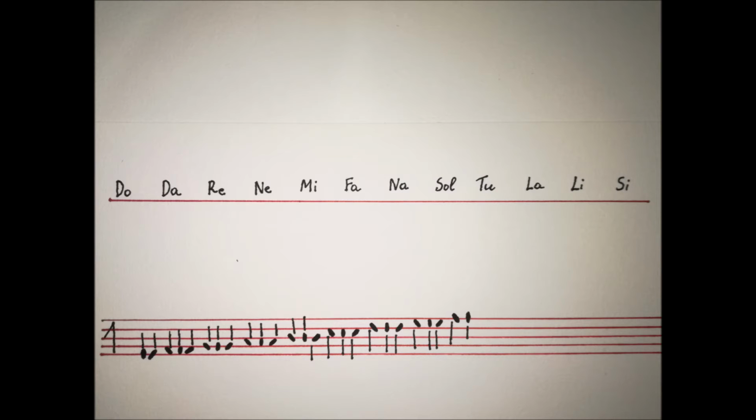Starting with the names of the notes: do, da, re, ne, mi, fa, na, sol, tu, la, li, si. All the notes names, as in fact most of this video's content, are subject of discussion, and can be changed easily. The core idea of this notation system is using 3 different shaped notes on each line or space on the staff.